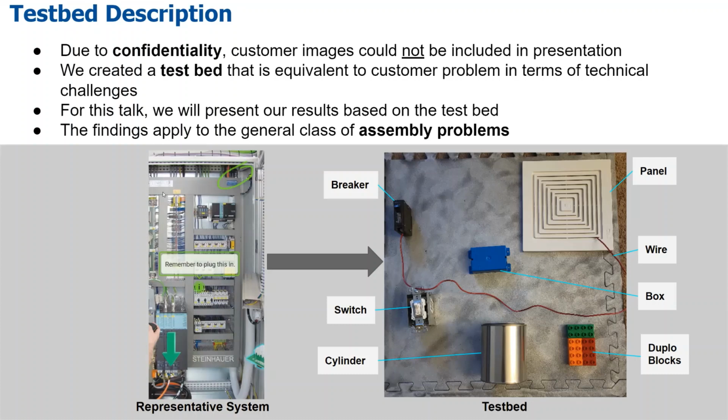Here on the left, you can see a public picture showing the type of electrical and mechanical assembly tasks involved. And on the right, you can see our test bed, which contains a variety of objects with different geometry and appearance properties, including a wire.